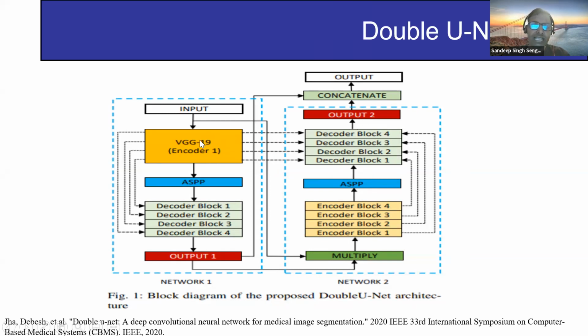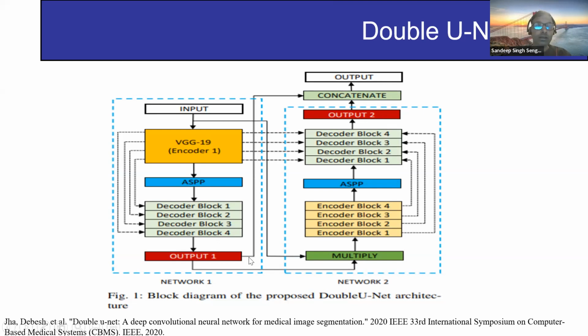And he's also using this skip connection between the first U-Net encoder to the second U-Net decoder. And he's concatenating, again concatenating, the output from the first encoder and the output from the second encoder, and he's generating the output.